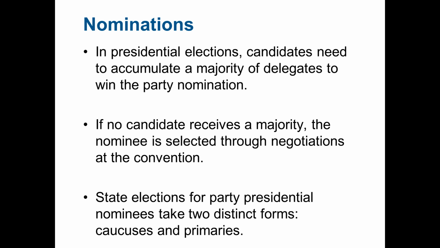So delegates in each party are allocated proportionate to the number of people in each party in each state. So states that have more Democrats are going to have more Democratic delegates at stake than states with fewer Democrats there. Same thing with the Republicans.